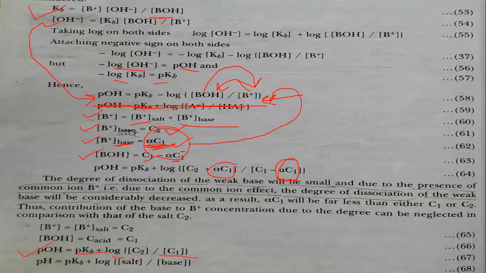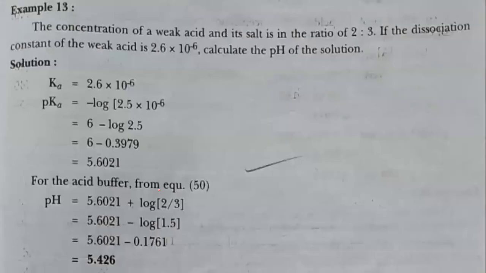Now, as I told you, C2 is the concentration of salt, and C1 is the concentration of base. In case of acidic buffer, here is the only acid. In case of basic buffer, here is the only base. Over there was a pK, and here is a pKb. This is the whole thing over here.